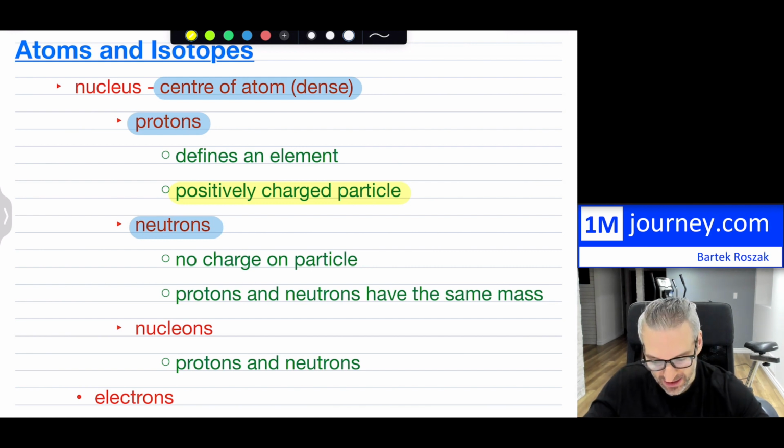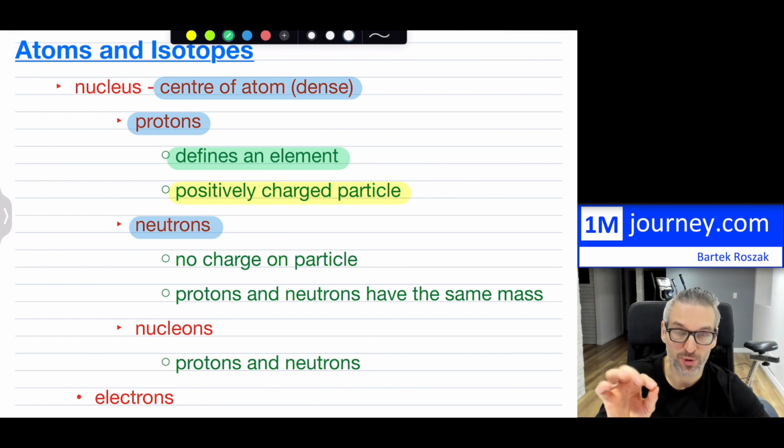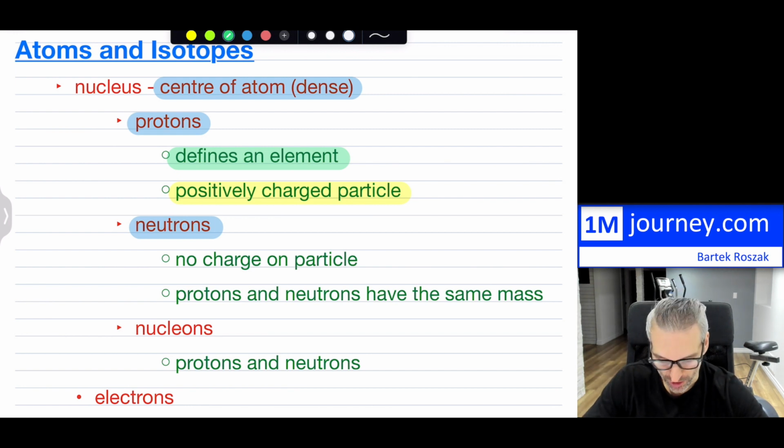Now, one of the key things about protons is the fact that they define for us the actual element that we have. So when you talk about carbon or hydrogen, boron, gold, silver, titanium, any of these elements, it is actually the proton that defines that element for us. I'll say a little bit more shortly.